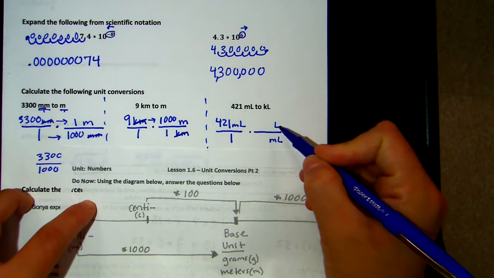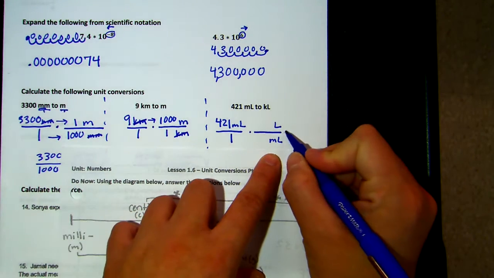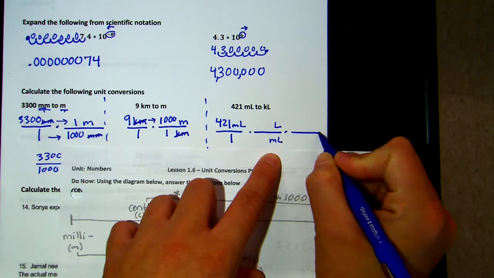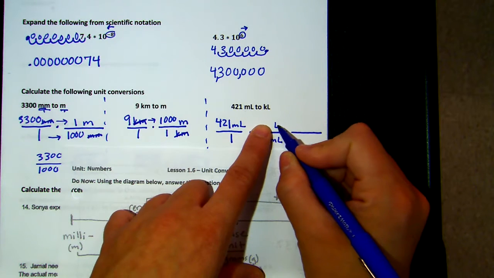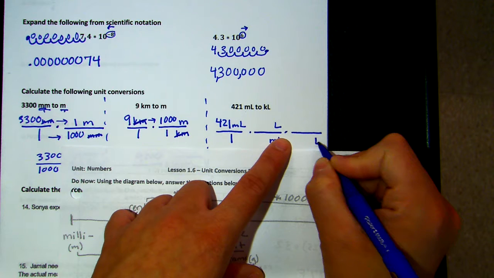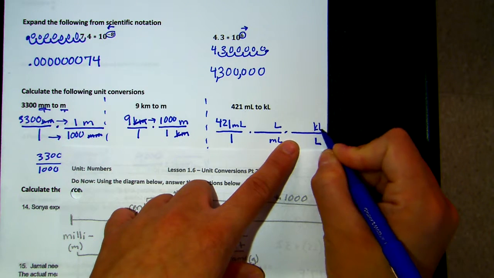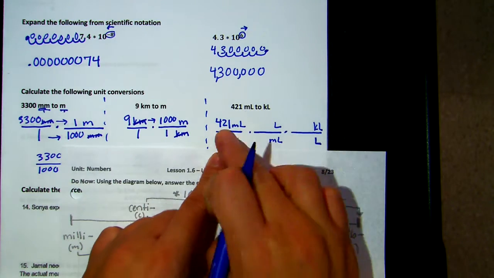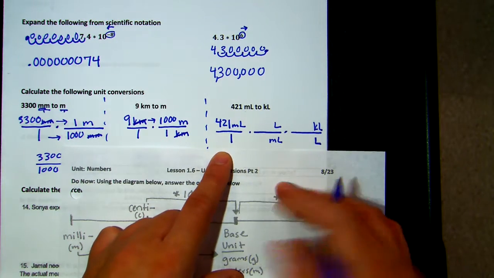But that's not my final answer. I don't want liters, I want kiloliters. So I've got one more fraction to go. If I've got liters on the top here, I have to put liters on the bottom to cancel it out, and kiloliters on the top. Okay? So we've got the framework. Let's fill in the numbers.